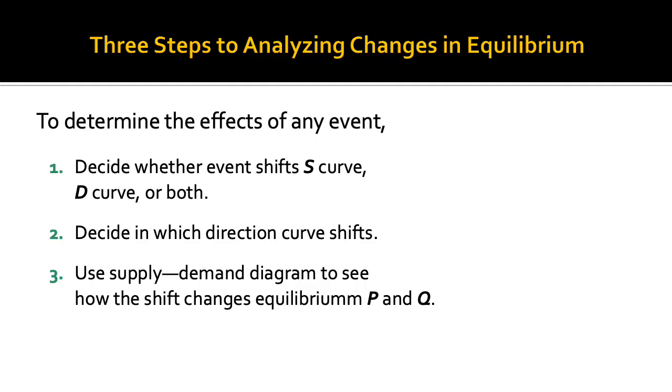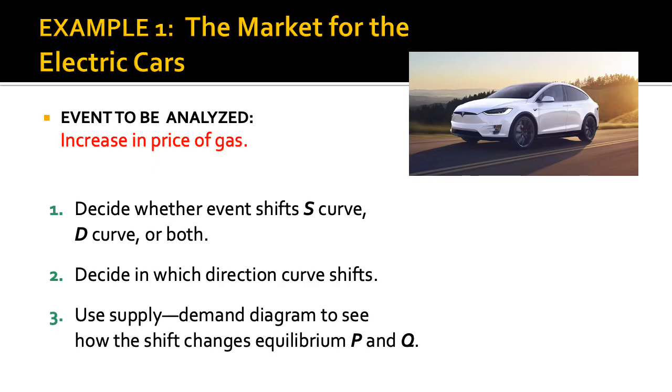Three steps to analyzing changes in equilibrium. Well, it's finally time for us to figure out where prices come from. So, the three steps to determining our price and the number of units consumed. Step 1: decide whether the event shifts the supply curve, demand curve, or both. Second, decide in which direction the curve will shift. And third, use the diagram to see how the shift changes the equilibrium.